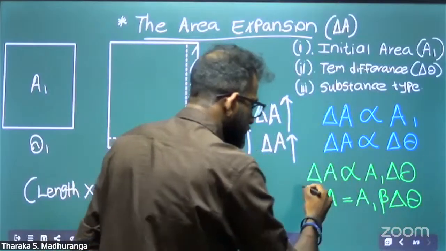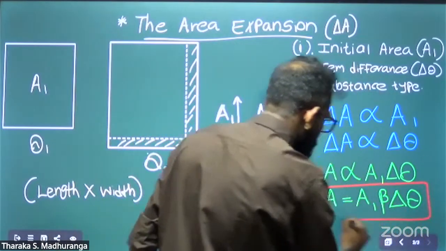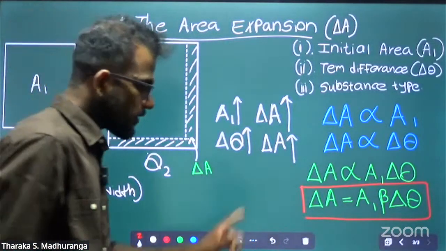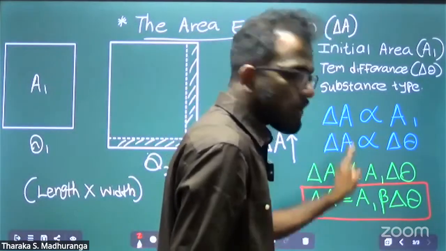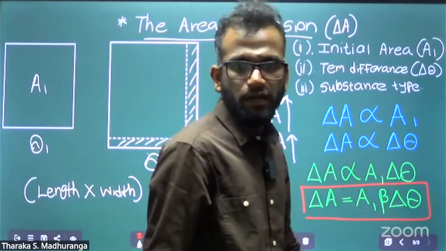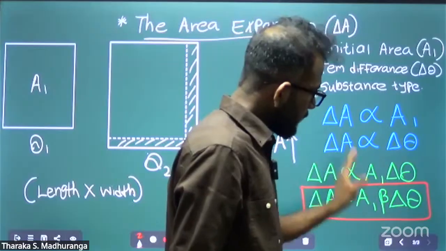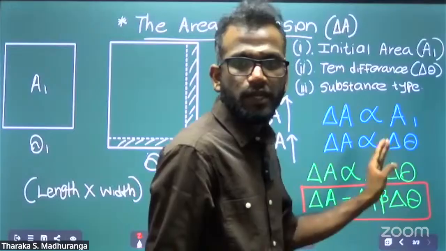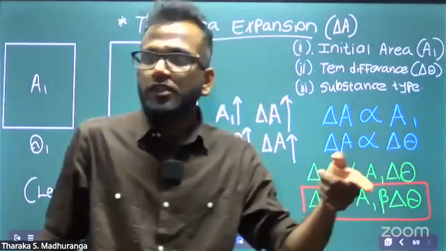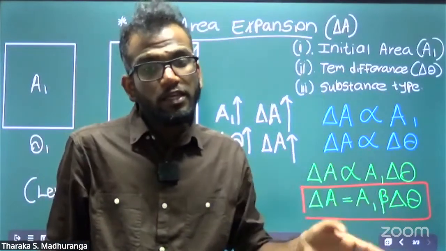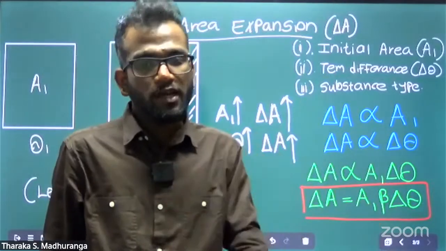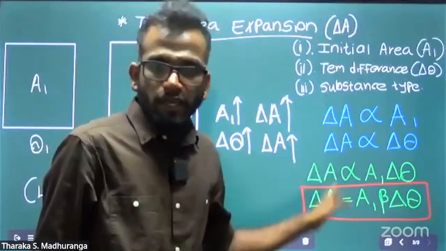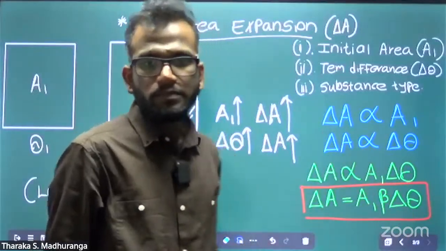Now this is the equation of the area expansion: delta A equals A1 beta delta theta. What is the linear expansion equation? Delta L equals L1 alpha delta theta. Area expansion: delta A equals A1 beta delta theta.